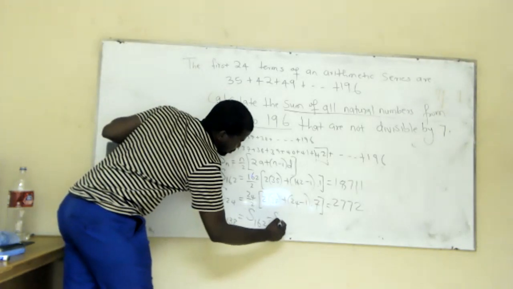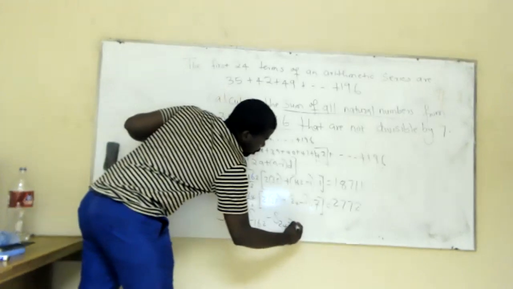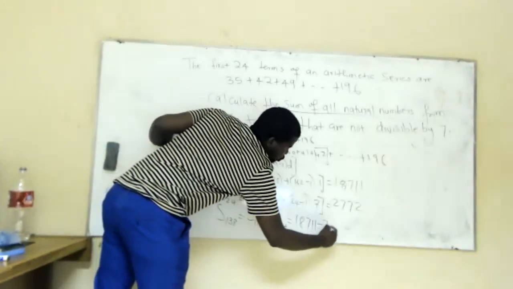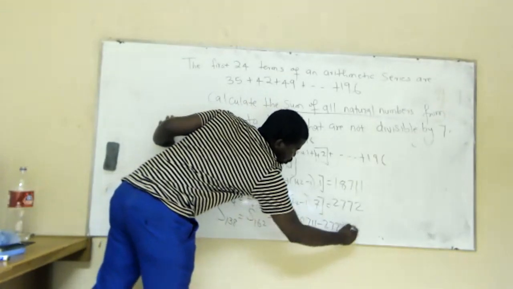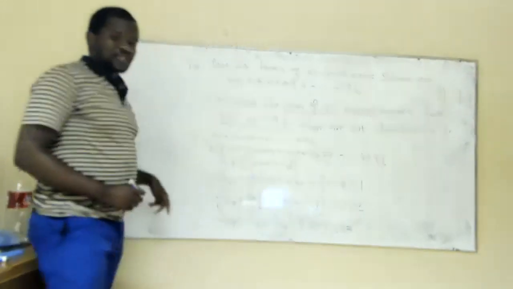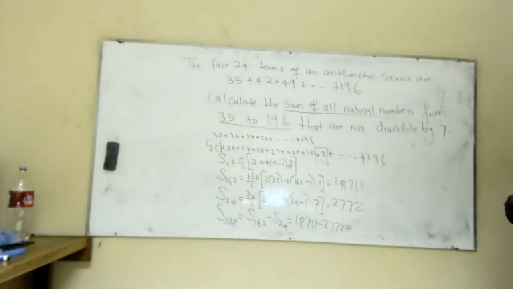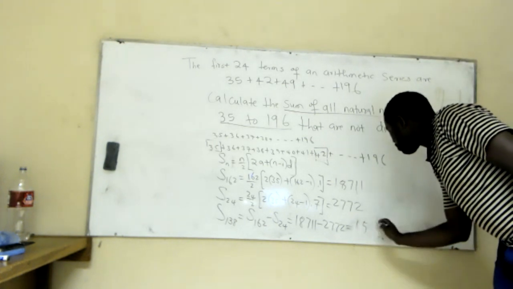So now you will say S162 minus S24 will be equal to 18,711 minus 2,772. So now tell me the answer we obtained there. Just subtract the two values and tell me the answer you obtained. 15,939.